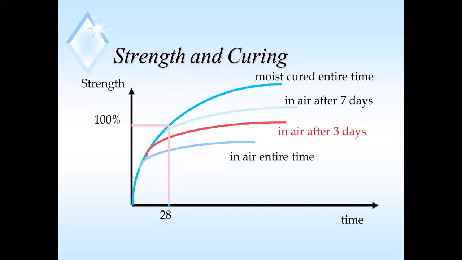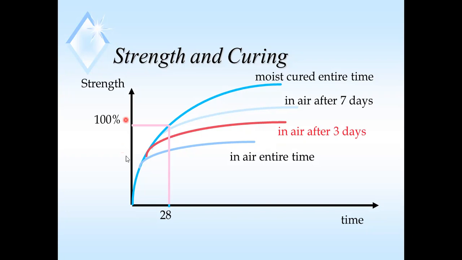Okay, so strength and curing, a simple graph is there for the understanding purpose. Just see the lines. See the first line, moist cured entire time. That means concrete has been cured very nicely. It has been protected. It remains in wet condition for a long time. Then second, as you can see, this particular dark red line, it is in air after 3 days, and in air entire time. See the strength achieving time.